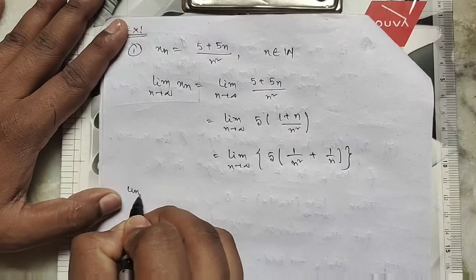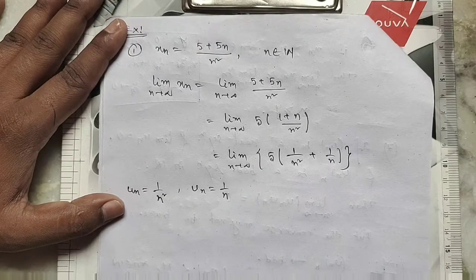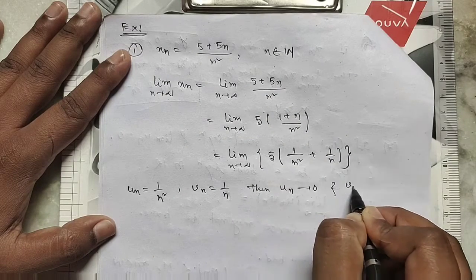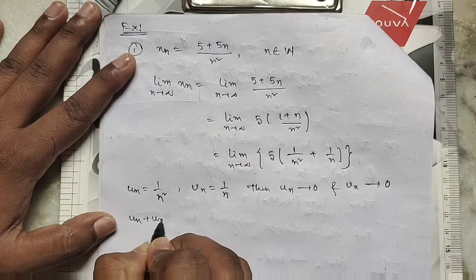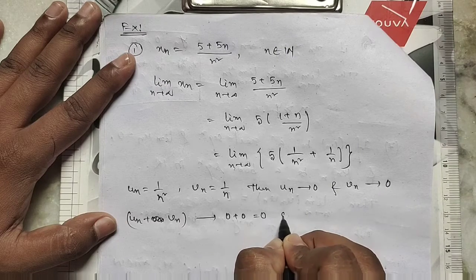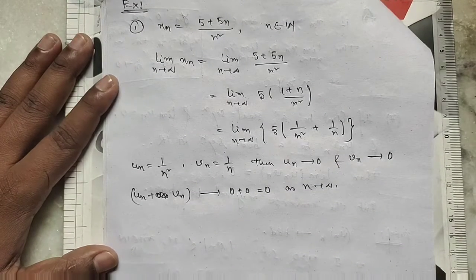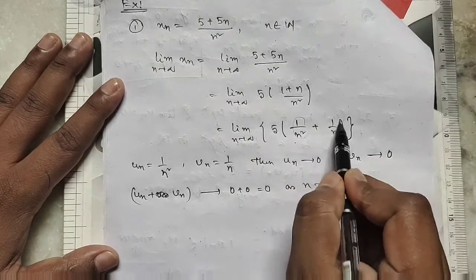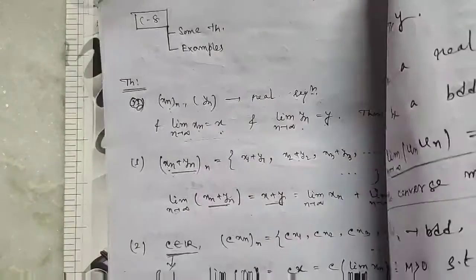So if we take un equal to 1 by n square and vn equal to 1 by n, then un converges to 0 and vn also converges to 0. Then un plus vn converges to 0 plus 0, that is 0 as n tends to infinity. Okay, so this is un, this is vn, so un plus vn converges to 0, and this is this result.